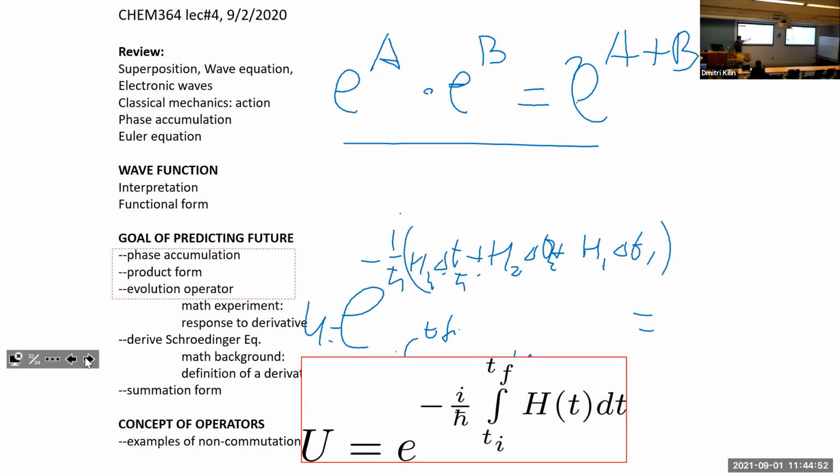And this summation of arguments is nothing but an integral, right? So U is the typical letter for this evolution operator, and it is what we put in the yellow box.